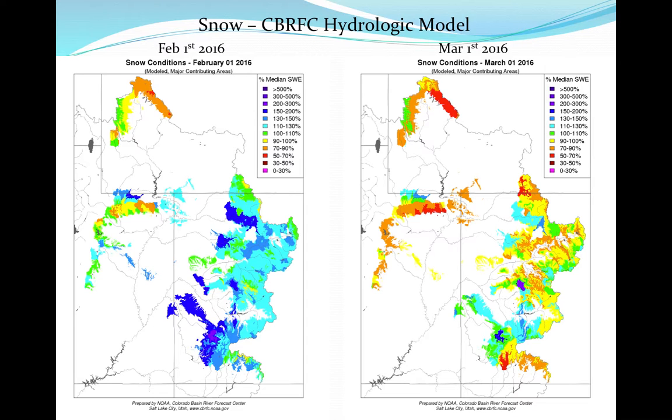And then after February, now looking at March 1st conditions, you can see just how much we've dried out. We've gone from a lot of those 110% of average and higher down to 90%, 100% of average, just about. So again, very dry conditions have led to a much lower snowpack heading into this month.